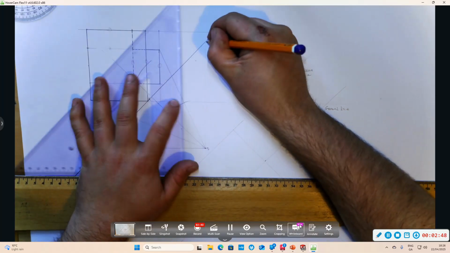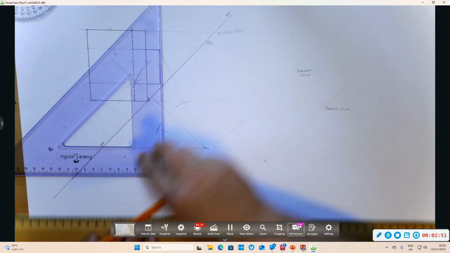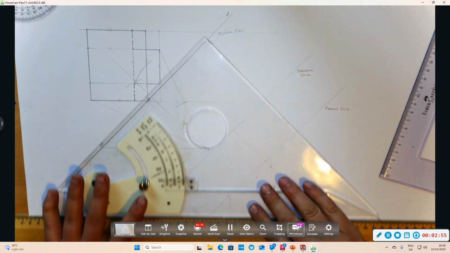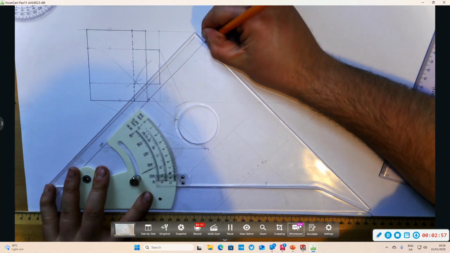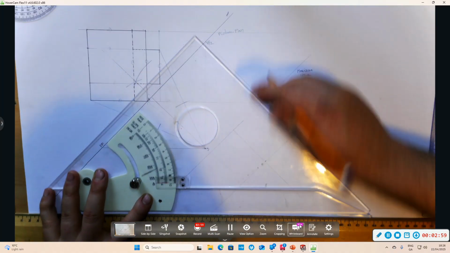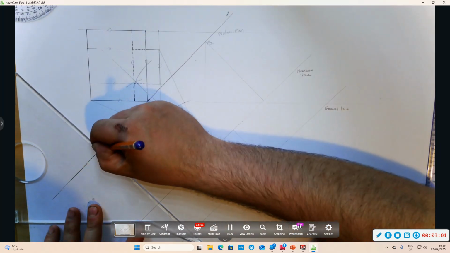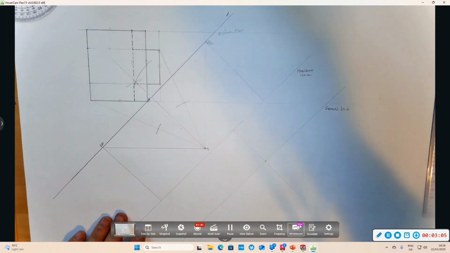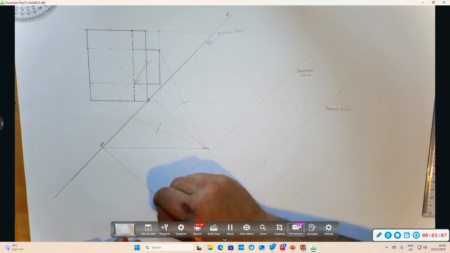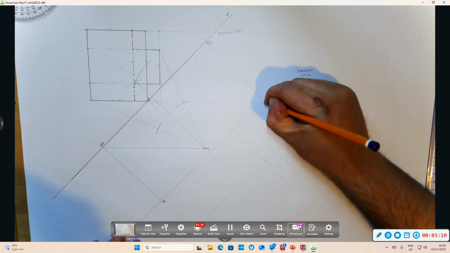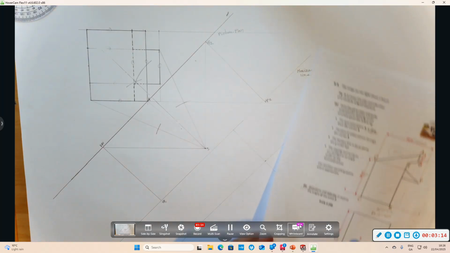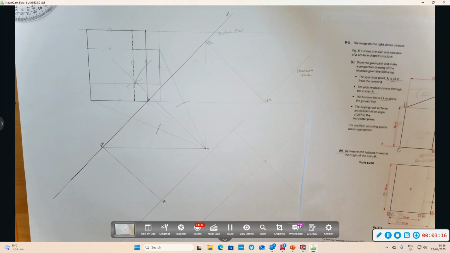There's VP2. Then we're going to bring them down perpendicular to the picture plane to touch the horizon line. So there's VP1 on the horizon line, and there's VP2 on the horizon line. So now we're going to target setting up our perspective drawing.